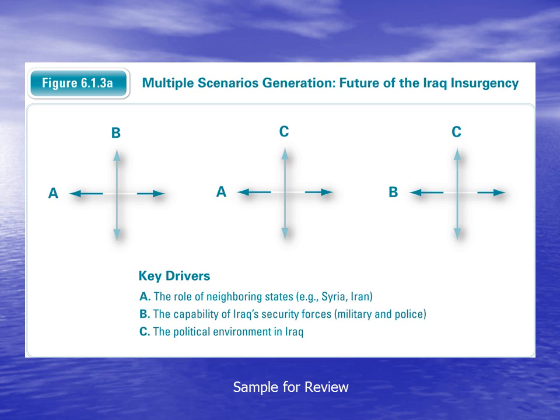What are the drivers? You identify key drivers as you try to develop this. When you look at those cross lines, it sets up 4 quadrants. In each one of those quadrants, you'll come up with a scenario that you think would fit that quadrant. So A, the role of neighboring states, Syria and Iran, would be your x-axis. B, the capability of Iraq security forces, would be your y-axis. And then C, the political environment. So you create 3 matrices that we can fill in with scenario generations within each one. That's how it's done.